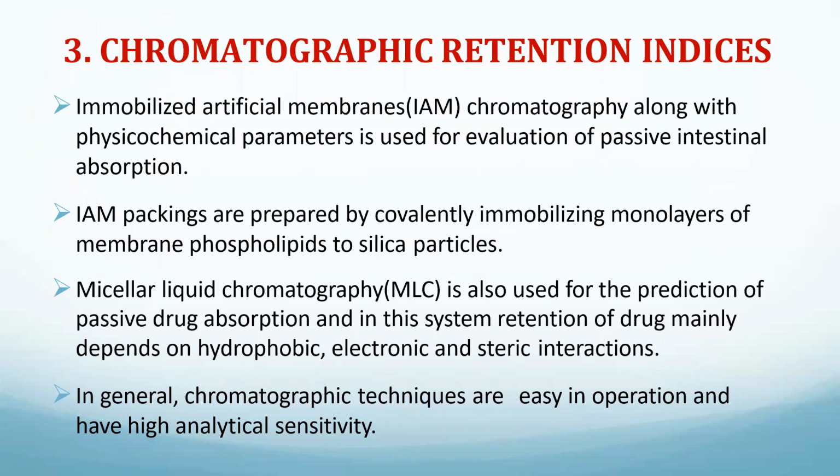Next one is chromatographic retention indices. This is one of the chromatography techniques, immobilized artificial membrane chromatography. Along with physicochemical parameters, it is used for the evaluation of passive intestinal absorption. These immobilized artificial membrane packings are prepared by covalently immobilizing monolayers of membrane phospholipids to silica particles. This is the preparation of this technique.